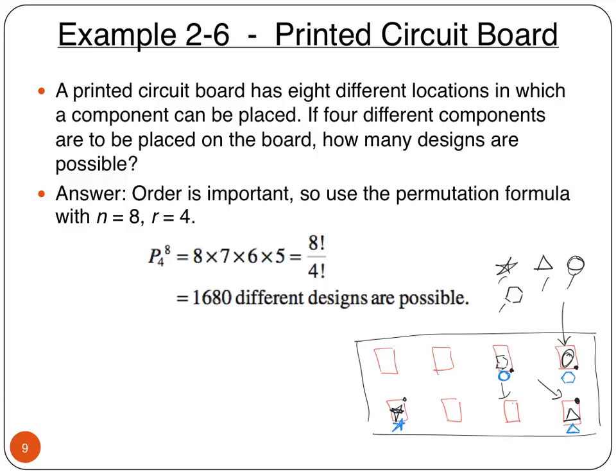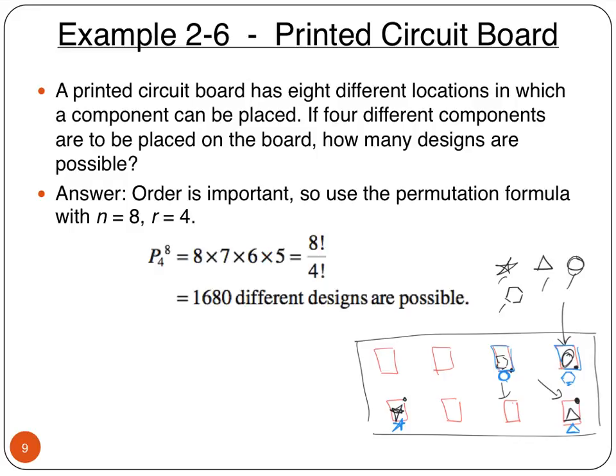So if you think of this, it's as if you are trying to pick those locations on the printed circuit board. You are trying to pick 4 out of the 8 because you are placing only 4 components. 4 out of the 8, and ordering does matter in this case. So if you put the hexagon here and the circle here, it's different from putting the hexagon here and the circle here. These two arrangements are different because you care about ordering, right?